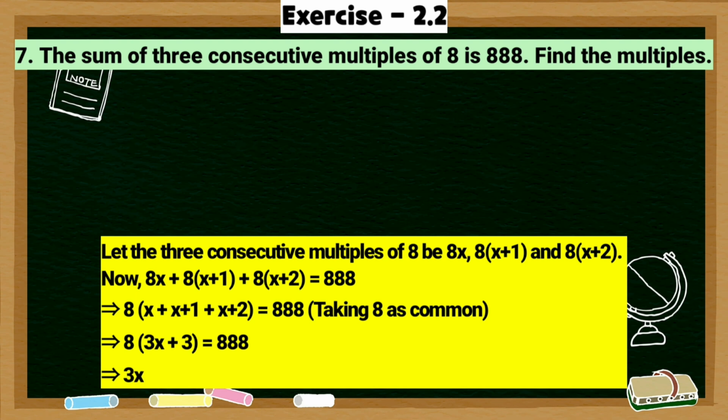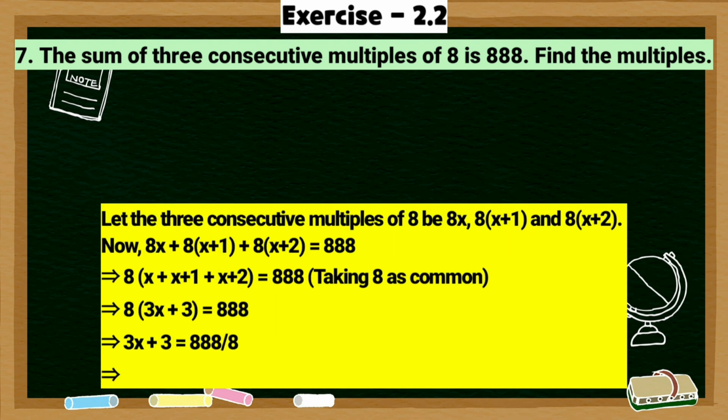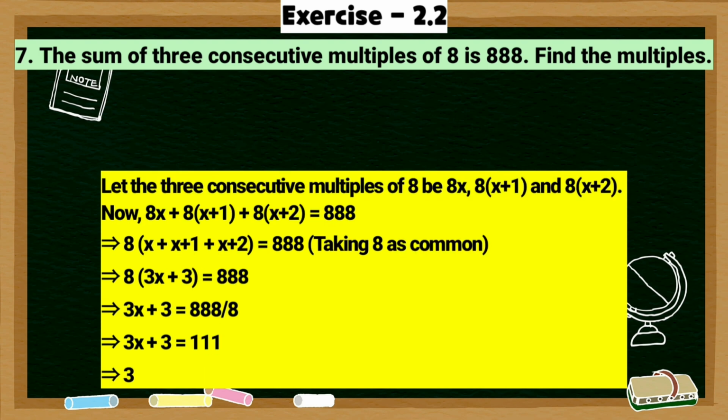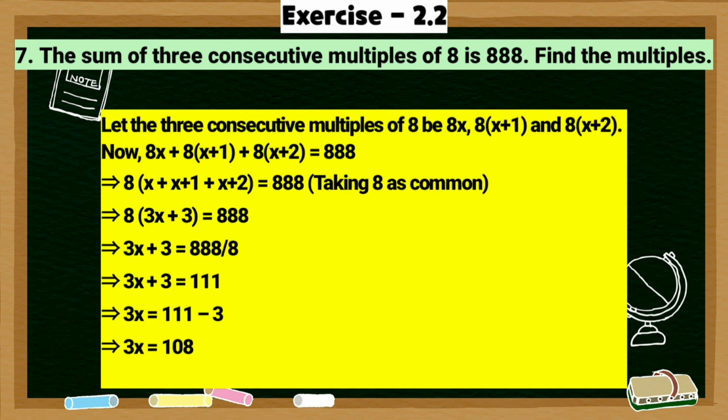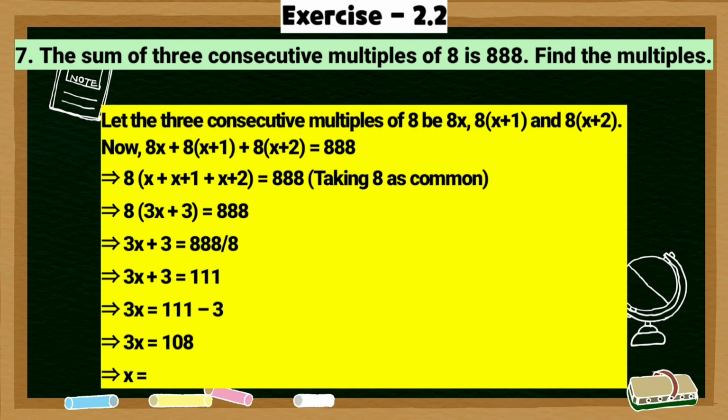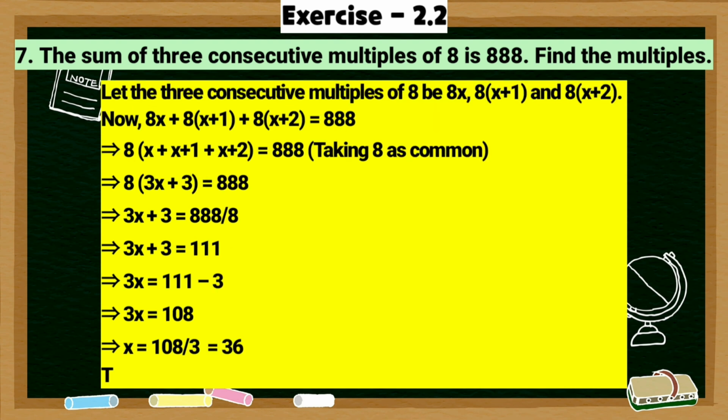Now moving 8 to the right hand side, 3x plus 3 is equal to 888 divided by 8. 3x plus 3 is equal to 111. Now 3x is equal to 111 minus 3. So it is 108. Now 3x is equal to 108. So x will be equal to 108 divided by 3, that is equal to 36.